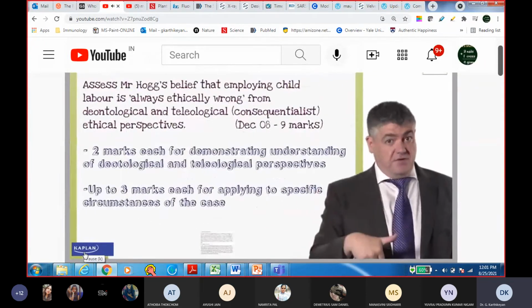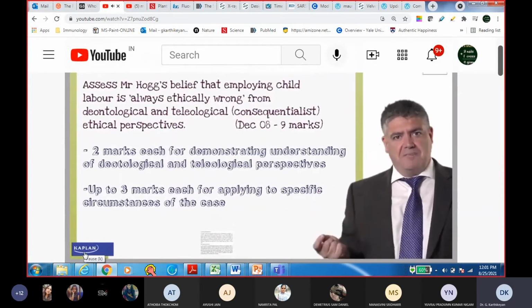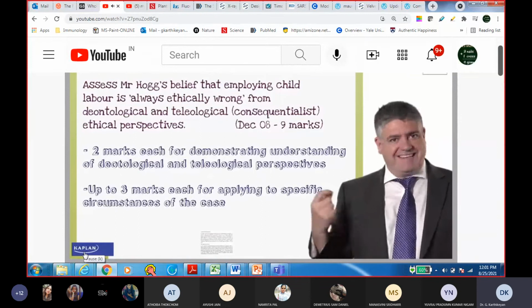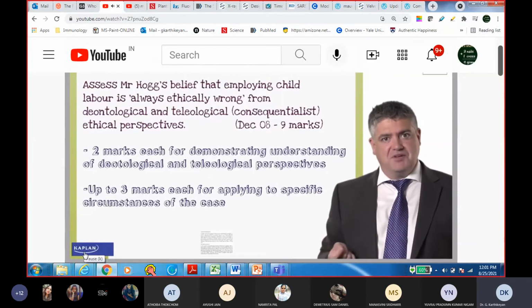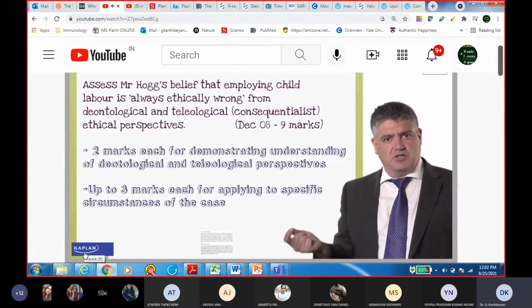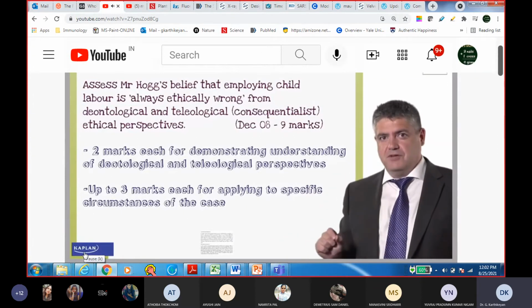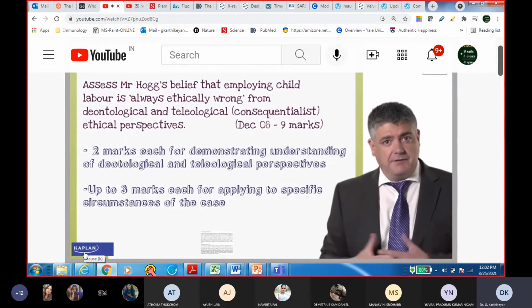How is it examined? This question is from a few years ago, a brilliant question on child labour. Mr. Hogg, you had to assess their belief that child labour, employing child labour, was always ethically wrong. And you had to look at it from deontological and teleological perspectives. One of my most favourite questions. Again, there was a substantial mark allocation, 9.